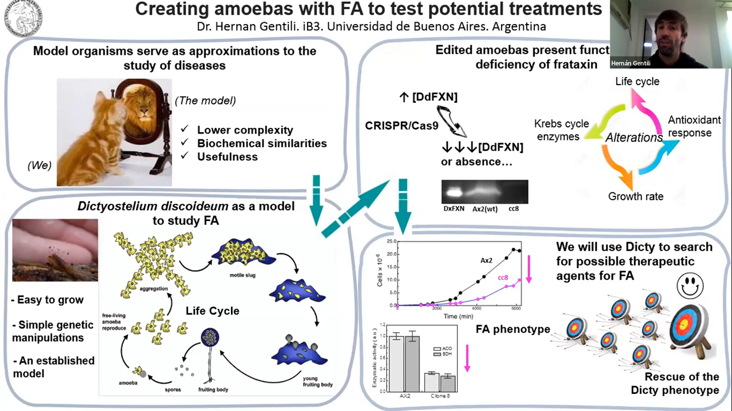What we are going to do in the lab is treat Dictyostelium with different compounds, and we are going to measure the change in the growth or in the time of formation of multicellular organisms. These parameters are altered in the mutants. Thus, if there is a rescue of a Dictyostelium phenotype with any of the compounds tested, we will be in front of a potential therapeutic agent that must be checked in other model organisms, such as mammalian cells, to validate these results.